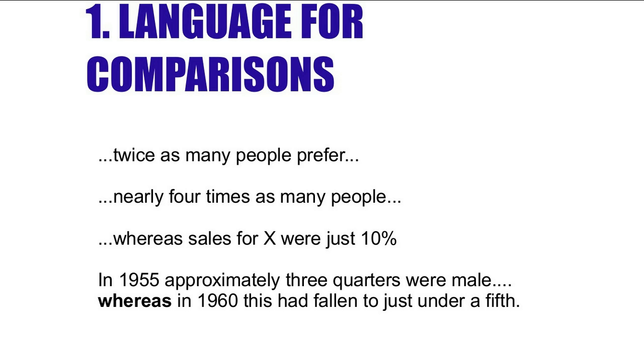Okay. So yeah, I'll just link those together. What we could say is, in 1955, approximately 3/4 were male, whereas in 1960, this had fallen to just under 1/5. Okay, that's a useful little phrase there, whereas. Okay, especially when we were making the comparisons.